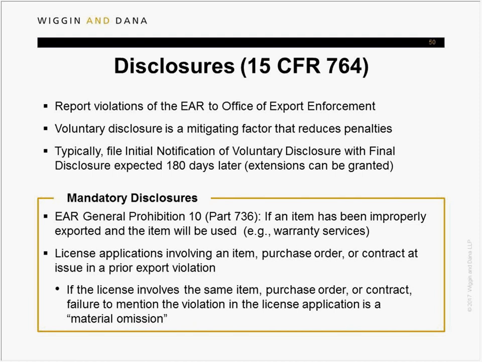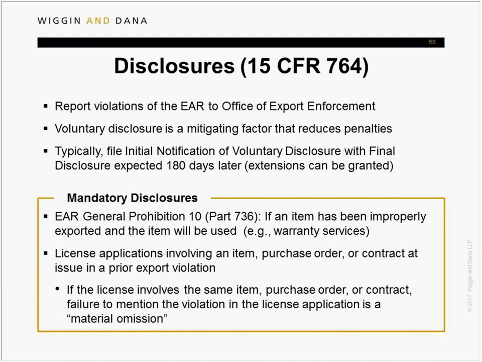And this would kick in if an item has been improperly exported, you made a mistake, something got sent somewhere it shouldn't have, and then the item needs to be used again. Perhaps it needs to be sent back for warranty purposes. Perhaps it needs to be sent on to a different end user. Perhaps it needs to be modified in some way. Something has to be done to that item that was improperly exported.